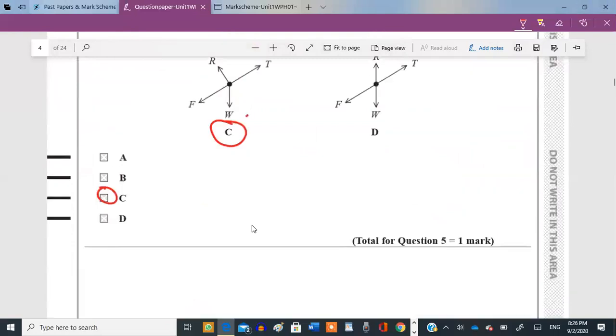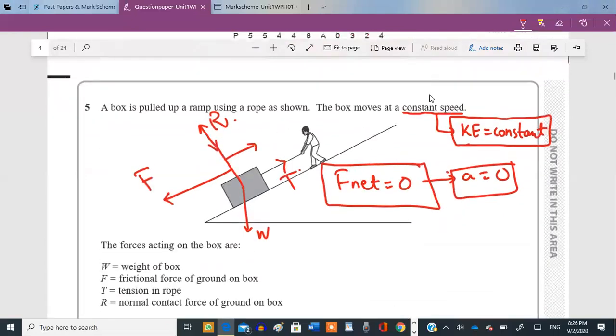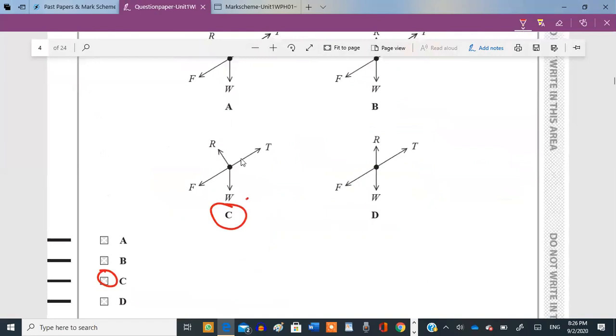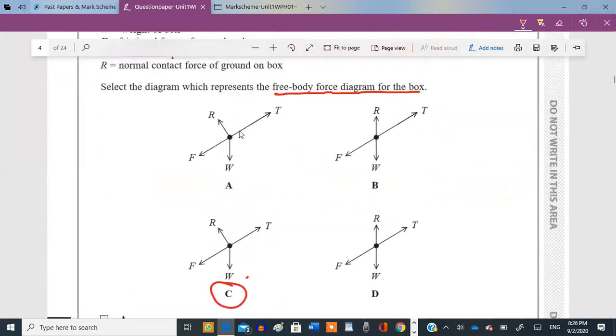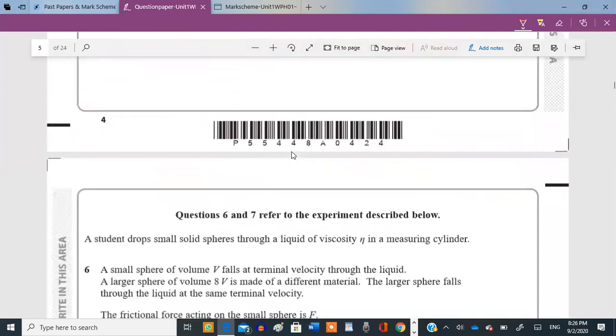Wait, can you explain again? I'm saying they told us it's moving at a constant speed, meaning acceleration is 0. If acceleration is 0, net force is 0. If net force is 0, then that actually means the tension has balanced the frictional force. So they are of the same magnitude, so their lengths must be equal. In the first one, the length of the tension is longer than the force. Clear? Right. And moving on.